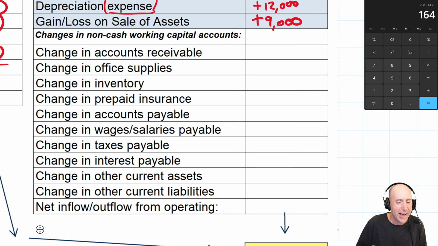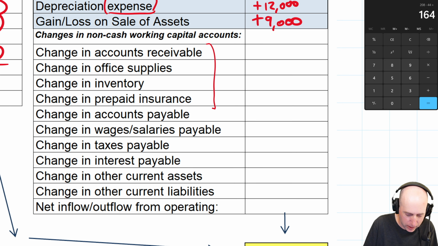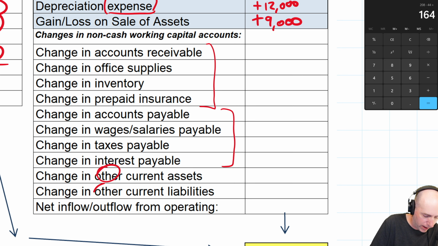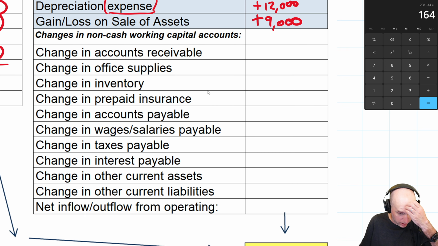Okay, there we go. These are just all of my current assets and current liabilities. You can see these are typical current assets. These are typical current liabilities. And then I just put a couple of other in case I didn't list ones that are in your question, that you can put them in other.